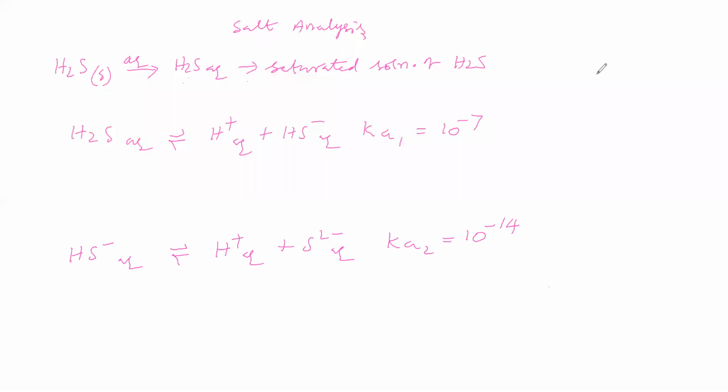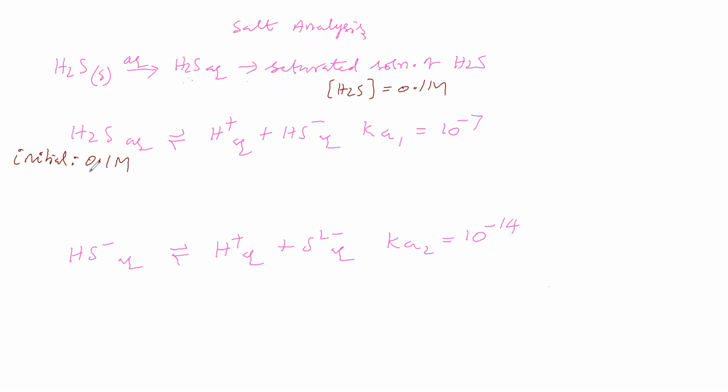Okay. Second acid dissociation constant we are given. In the saturated solution, concentration of H2S is nearly 0.1 molar. Now we will see, initial concentration of H2S is 0.1 molar.